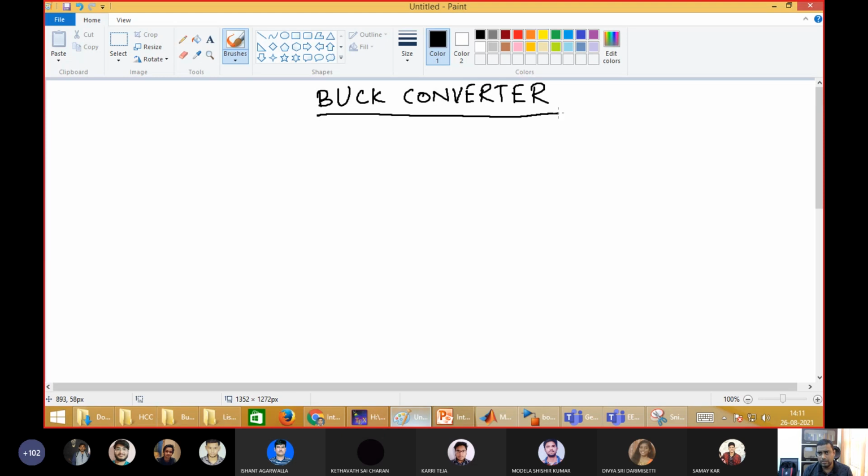Okay, buck converter is the simplest converter that we have. So what we have there? We have an input DC. Then we have a switch, and then we have a load. For the time being, I am considering this load to be a resistive load. So this is say V input, and this is the switch.